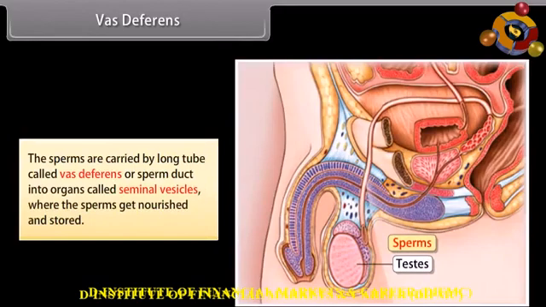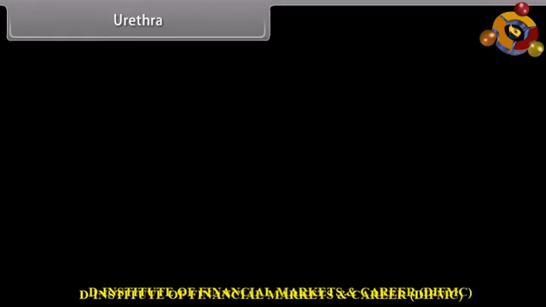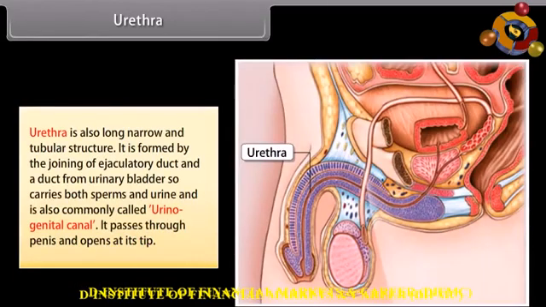Vas deferens. The sperms are carried by a long tube called vas deferens or sperm duct into organs called seminal vesicles where the sperms get nourished and stored. Urethra. Urethra is also a long, narrow and tubular structure. It is formed by the joining of ejaculatory duct and a duct from urinary bladder, so it carries both sperms and urine, and is also commonly called urinogenital canal. It passes through penis and opens at its tip.